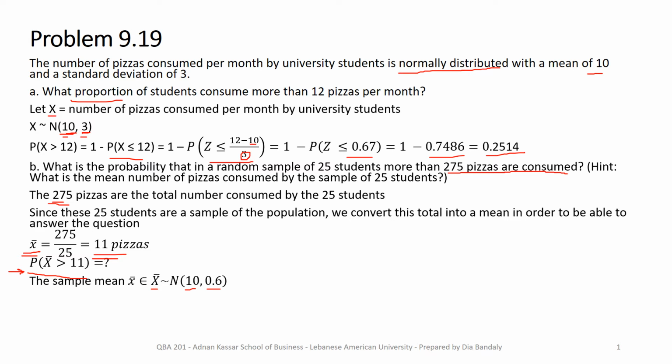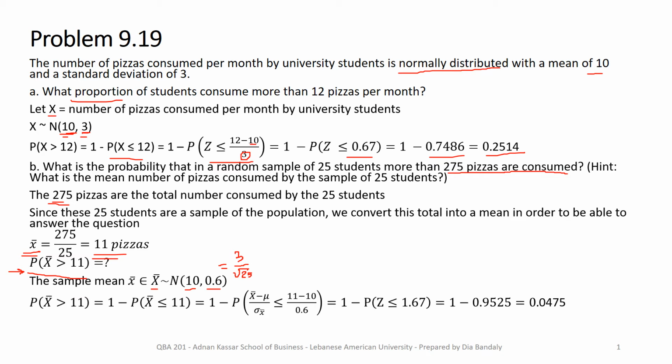Which is coming from 3 divided by the square root of 25, which is 5, so it's 3 over 5, that's 0.6. And now I can write down my probability statement in X bar terms, and everything is the same. You can notice here that I'm dividing by sigma X bar, because this is my new variable, X bar, and I get now this one.